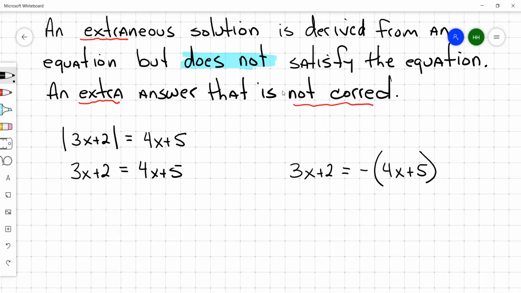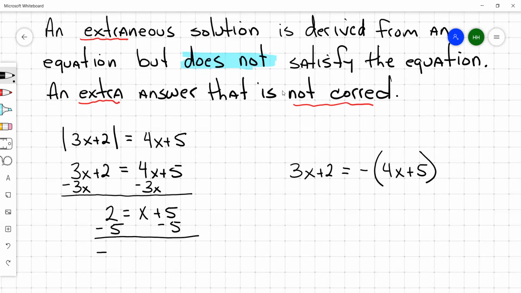Now, in the equation on the left, we're just going to solve it. We subtract 3x from each side. We get 2 is equal to x plus 5, subtract 5, and negative 3 is equal to x. There's one of our solutions.